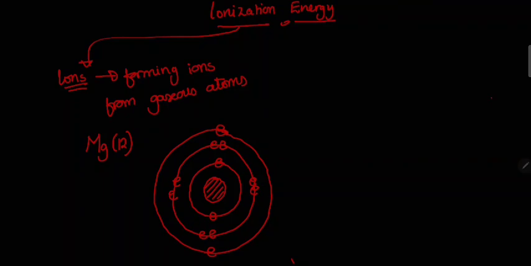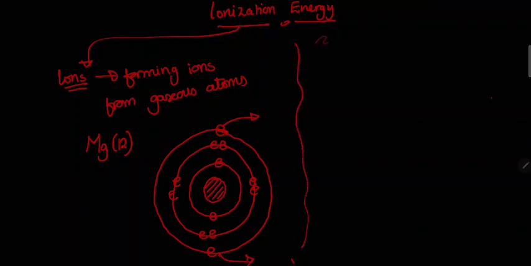Now see, how are we going to form ions? We are going to form ions by knocking out these electrons. We are going to remove the electrons in the outermost energy level. The outer ones are the ones which are less attracted towards the nucleus.